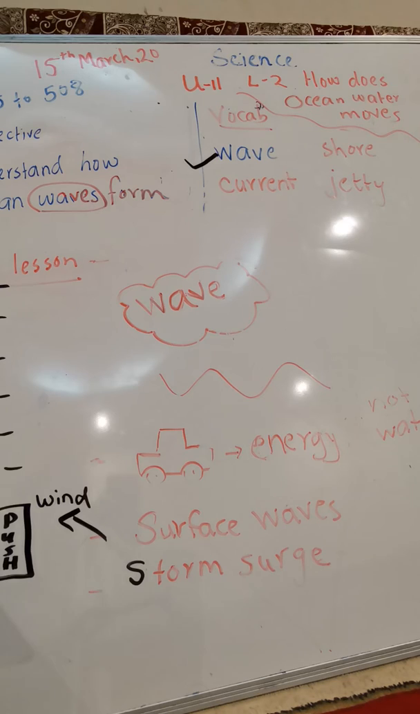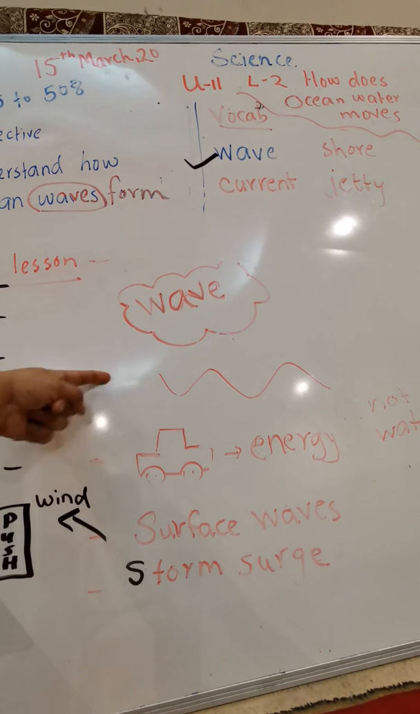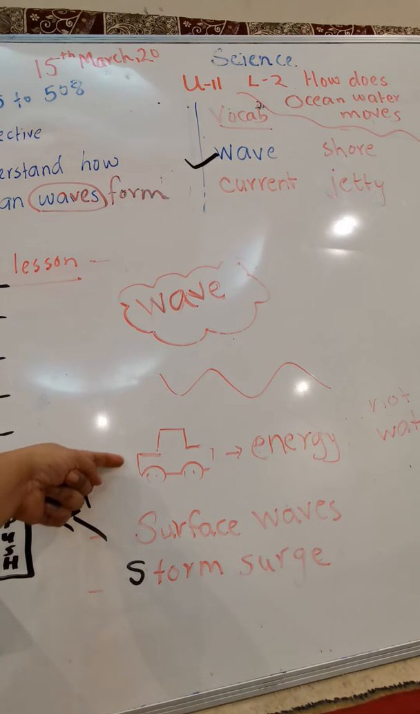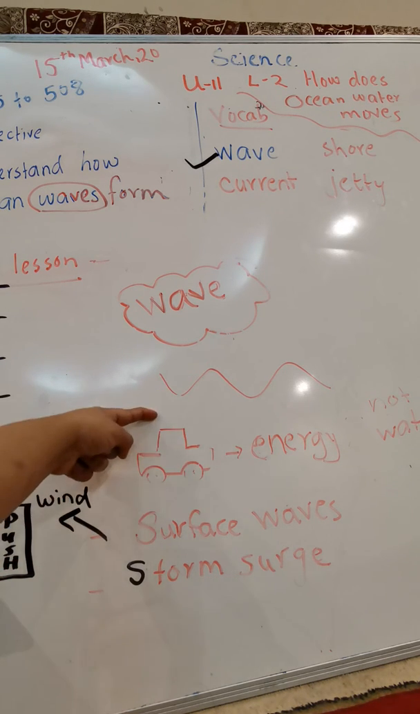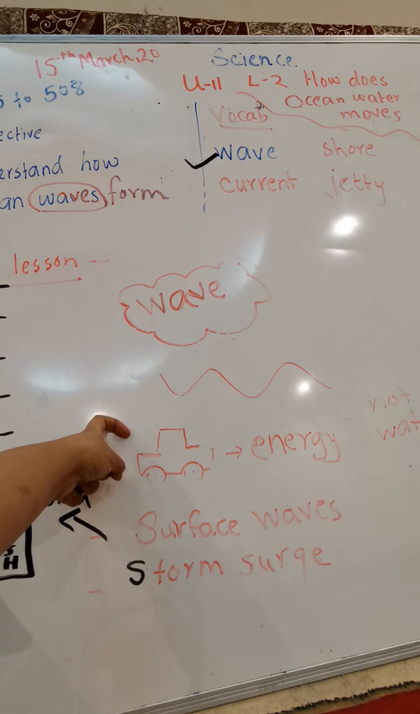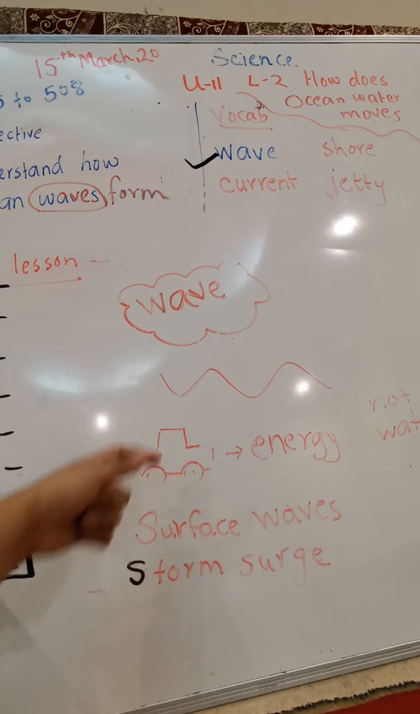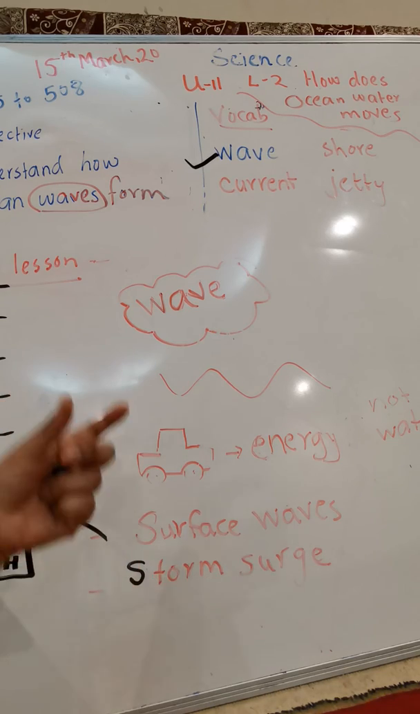What does a wave do? First thing, it's an up and down movement. What does the wave actually do? A wave carries. Do you see a carrier? I think you know about this. Whenever I talk about the words carries and transport in science, I usually make this car sign so you know that it carries or transports.